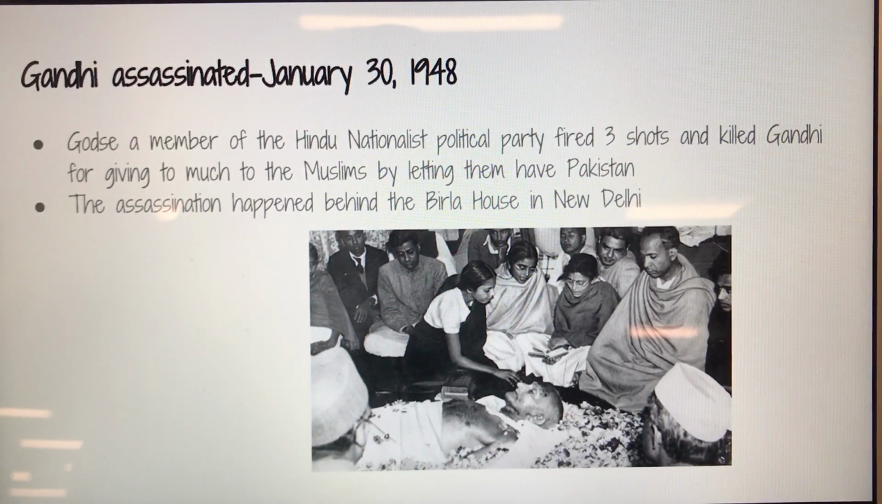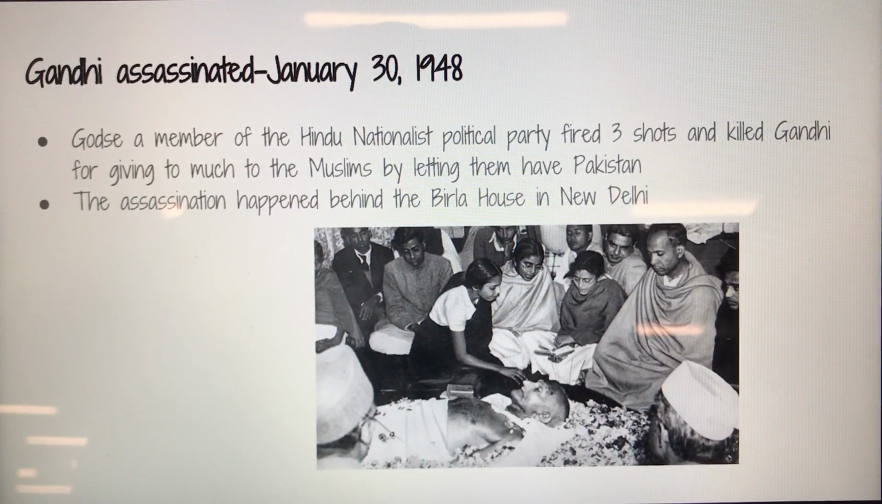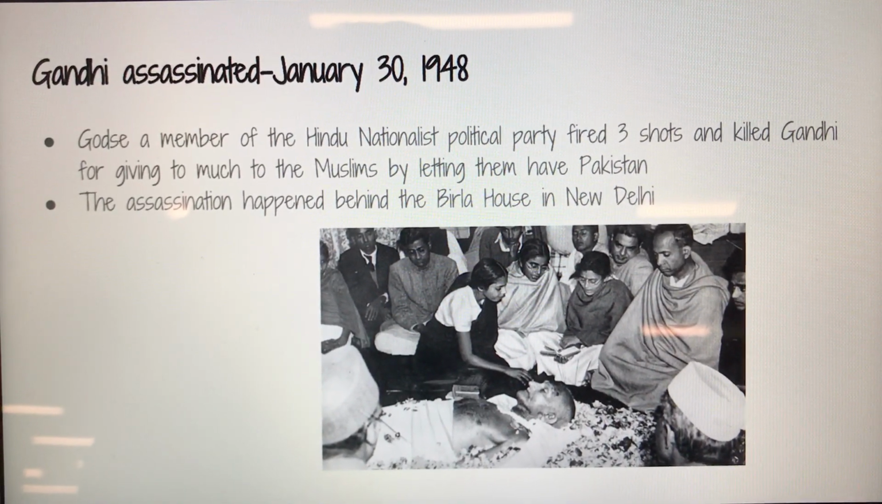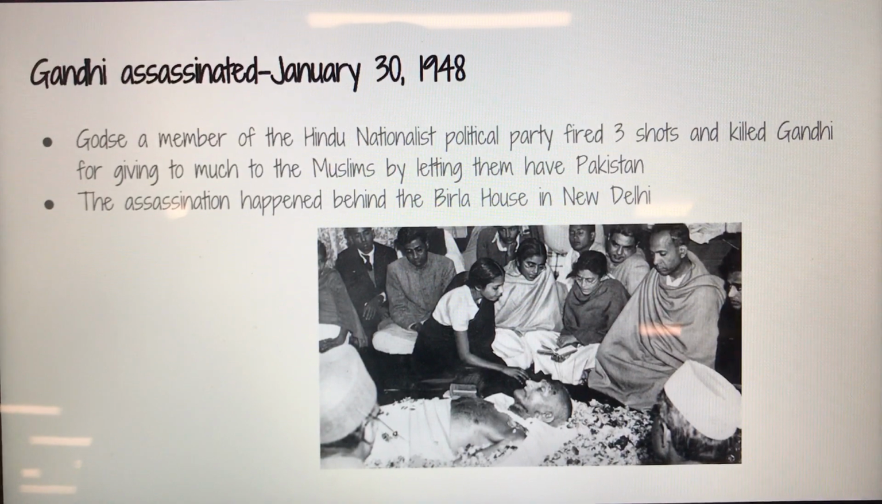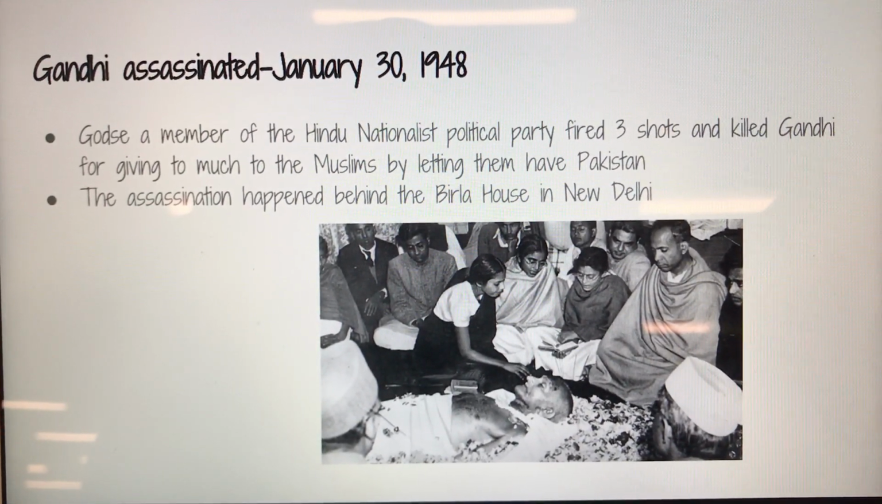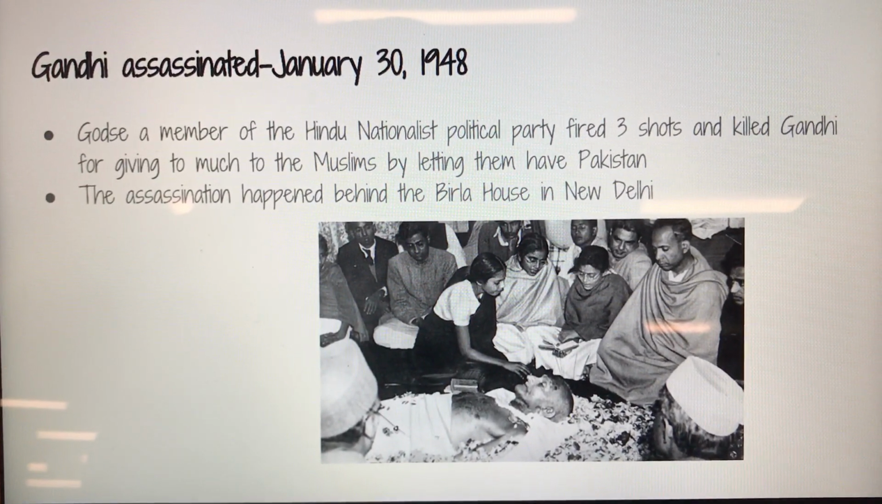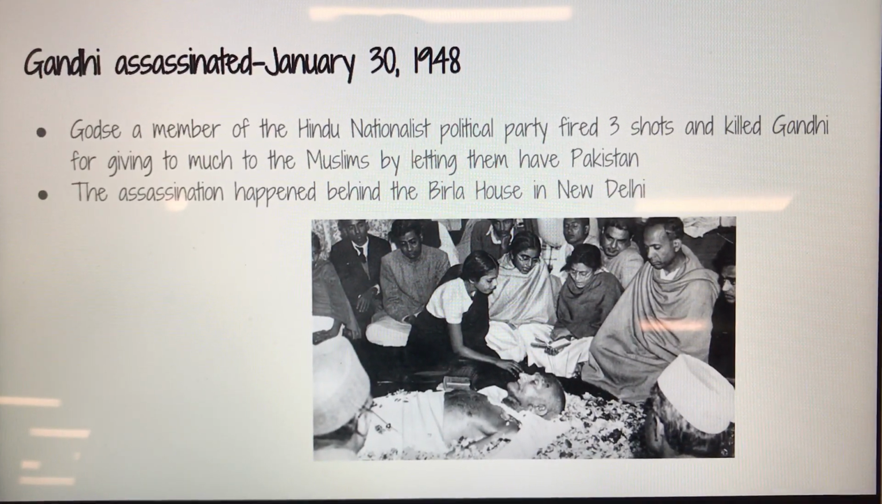Gandhi assassinated, January 30th, 1948. Godse, a member of the Hindu Nationalist Political Party, fired 3 shots and killed Gandhi for giving too much to the Muslims by letting them have Pakistan. The assassination happened behind the Birla House in New Delhi.